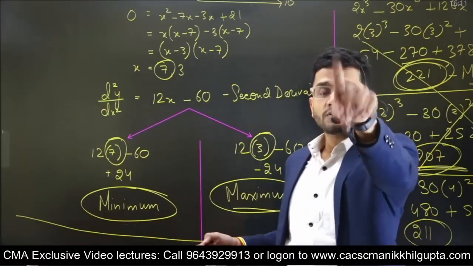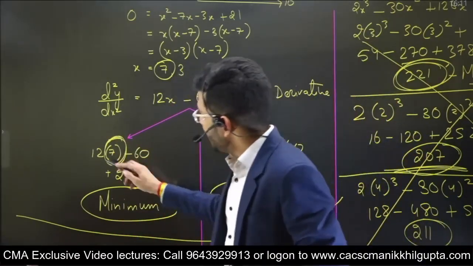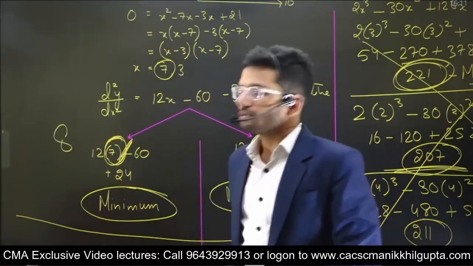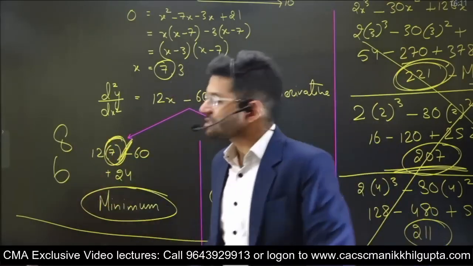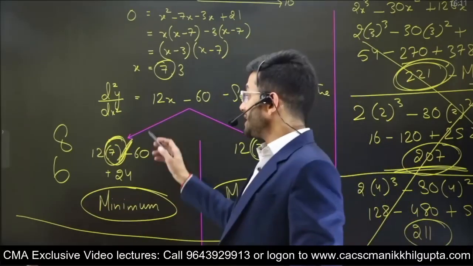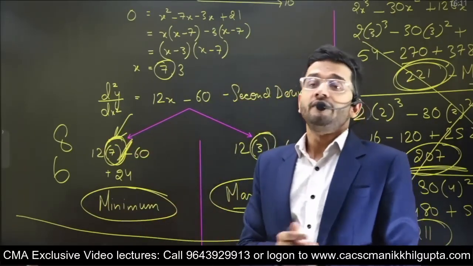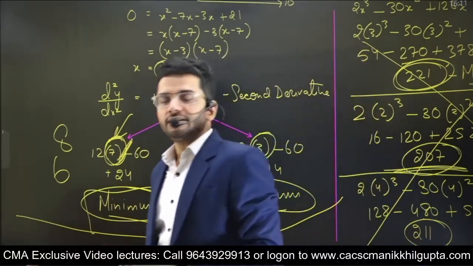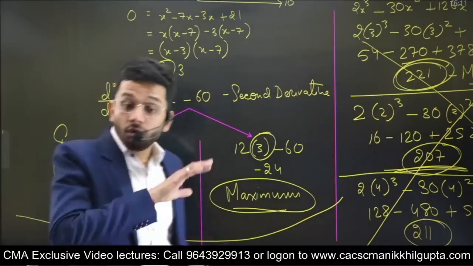Now, do it yourself, guys. Put x is equal to 7. Compute the number. Put x is equal to 8. Compute the number. Put x is equal to 6. Compute the number. You will find that x is equal to 7 will yield the minimum result. Try it yourself and see it for yourself that this will be true in all the cases.